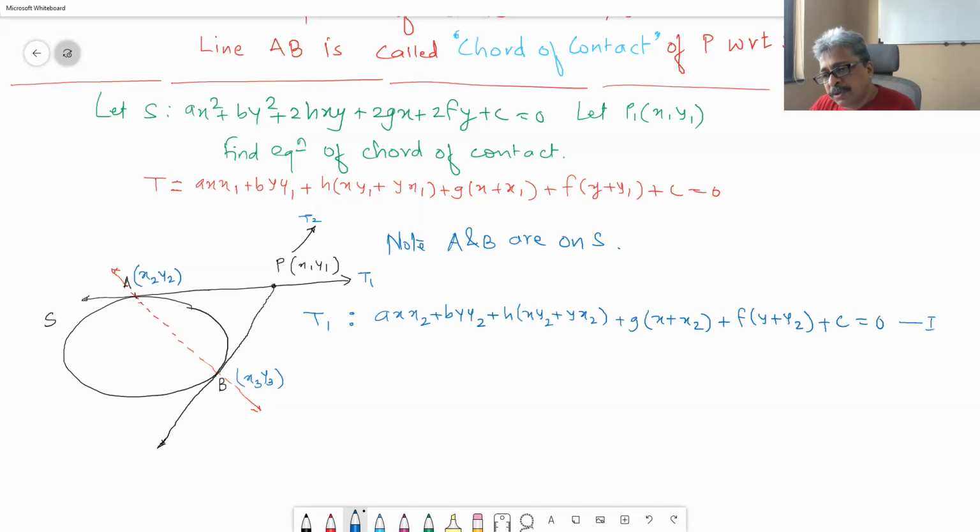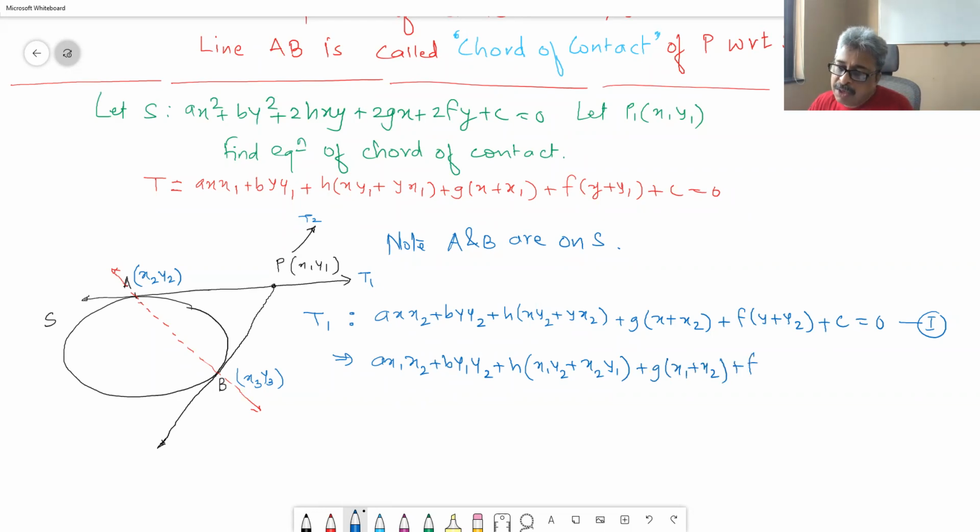Good. First equation. Now T1 passes through P (x1, y1). This implies a x1 x2 plus b y1 y2 plus h into (x1 y2 plus x2 y1) plus g into (x1 plus x2) plus f into (y1 plus y2) plus c is equal to 0. This is true.